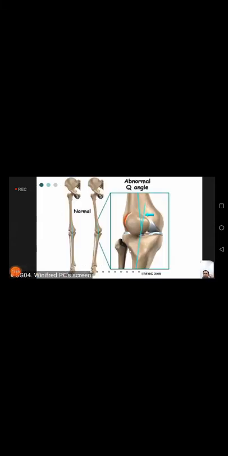So this is the Q angle, which you can see clearly here. Next slide please.